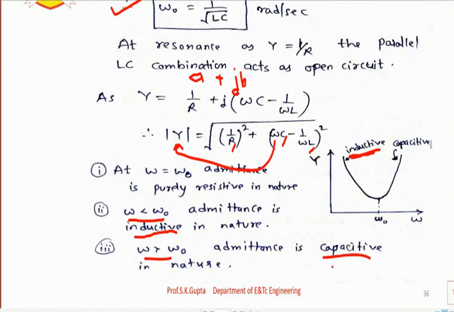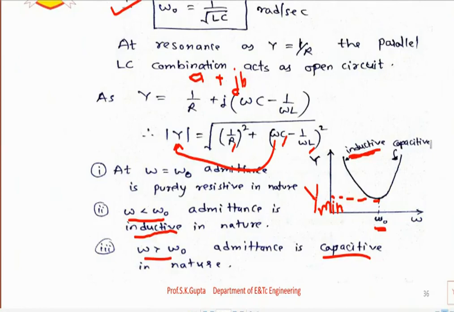Okay. Then at omega equal to omega naught, when my omega is omega 0, then in that case, the admittance is purely resistive quantity. And in parallel RLC circuit, at resonant frequency, the admittance is minimum. In parallel RLC circuit, at resonant frequency, the admittance value is minimum. So this also you should note, that at resonant frequency, admittance is minimum in parallel RLC circuit.